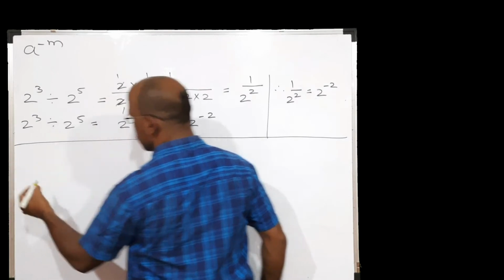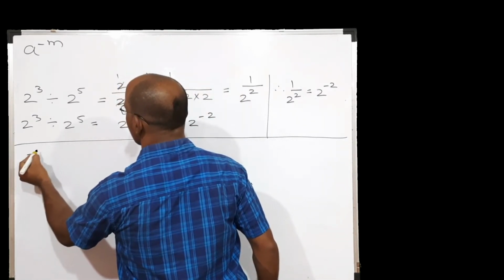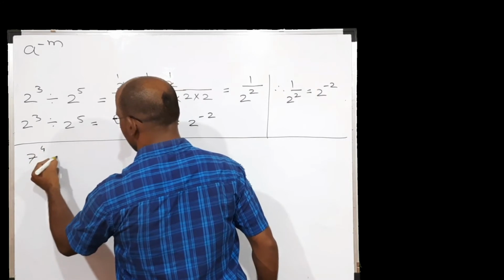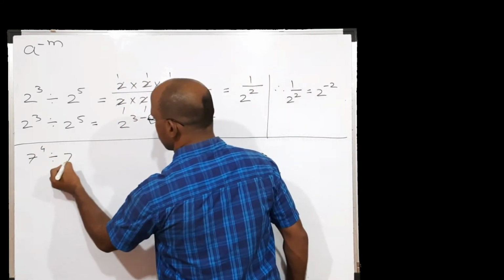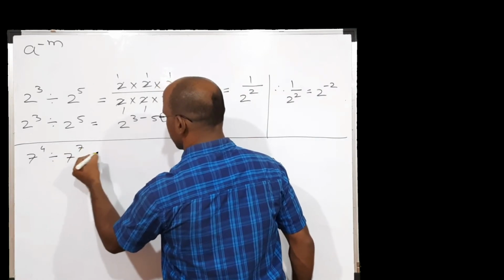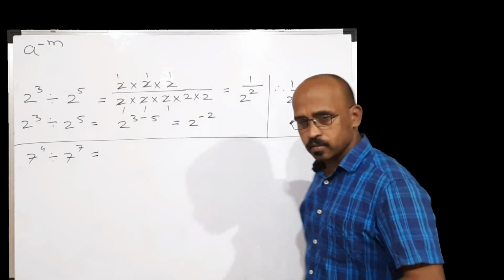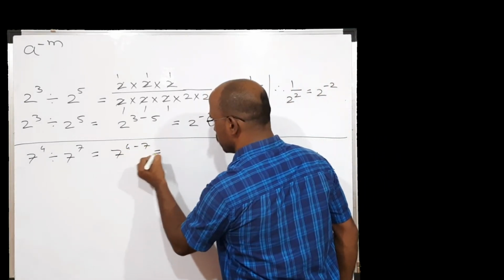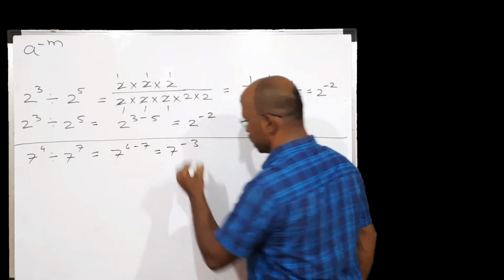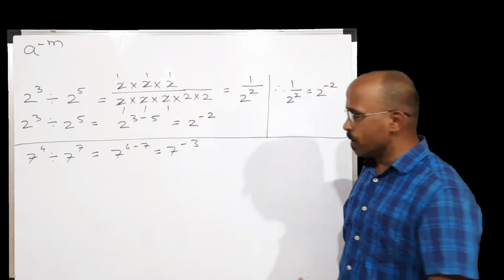The question is 7 raised to 4 divided by 7 raised to 7. What will be its answer based on the rule of indices? It will be 7 raised to 4 minus 7, which is nothing but 7 raised to minus 3. 4 minus 7 is minus 3. And what will be its answer based on the test of divisibility?